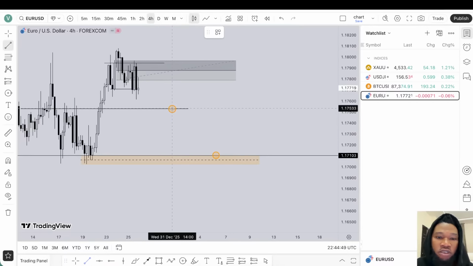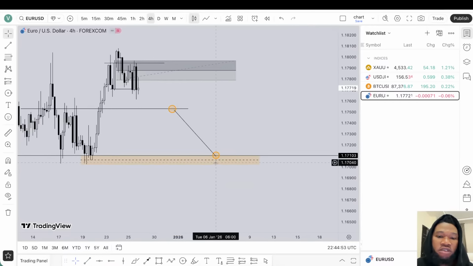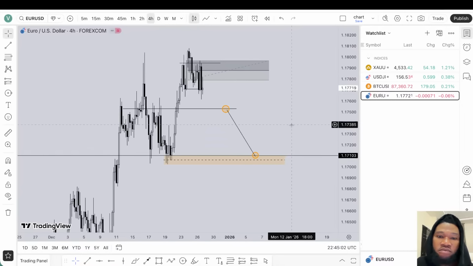So the only time you will not have an entry model here is if the market wants to change storyline, then it will not break here. And if the market wants to change direction also, it breaks here.